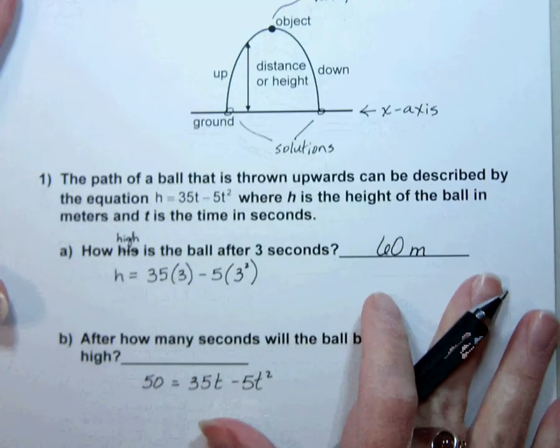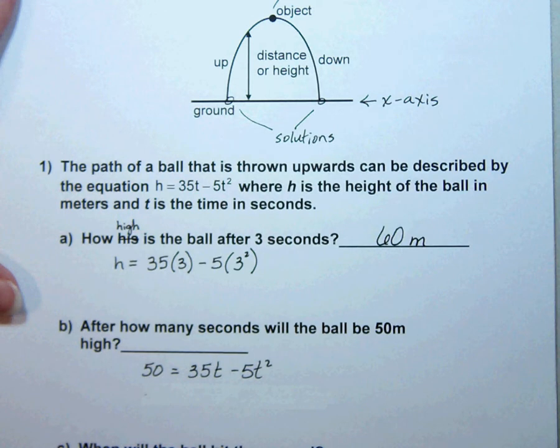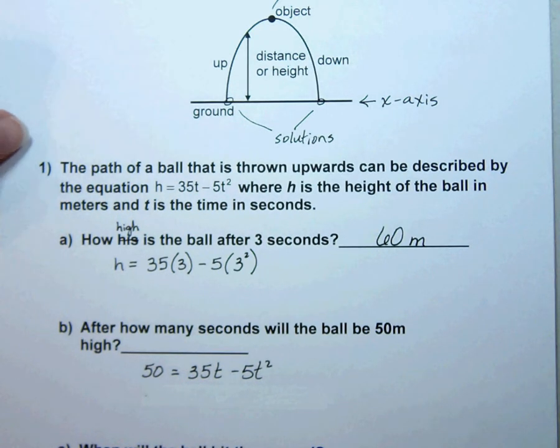Okay, I got the first one started. I kind of worked this one out ahead of time, but I'll show you how I did it. The path of the ball that's thrown upwards can be described by the equation h equals 35t minus 5t squared, where h is the height of the ball in meters and t is the time in seconds.